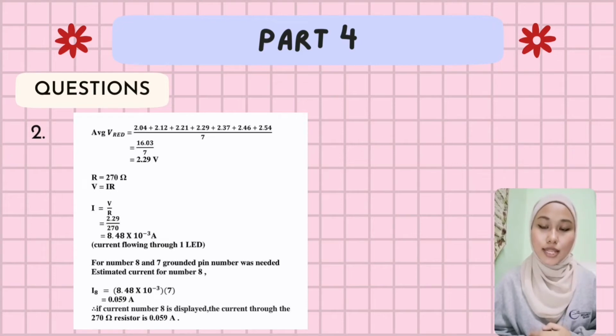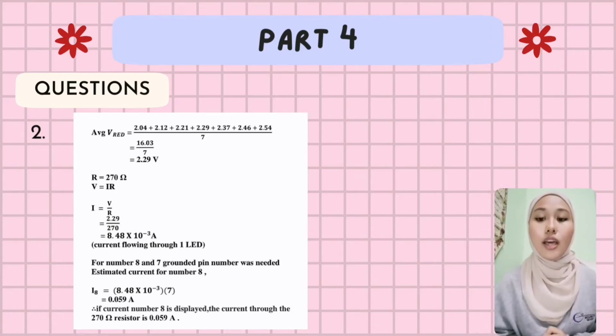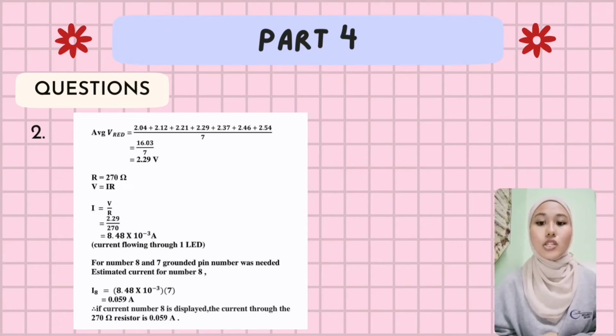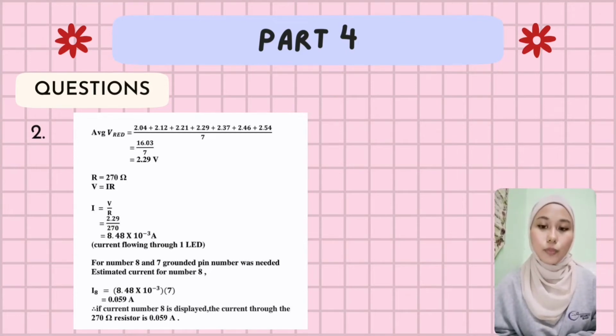For display number 8, 7 grounded pin numbers were needed. Then we need to estimate the current for number 8. We use the value of current flowing through one LED times 7 because there are 7 grounded pins. Then we got 0.059 ampere. So if number 8 is displayed, the current through the 270 ohm resistor is 0.059 ampere.